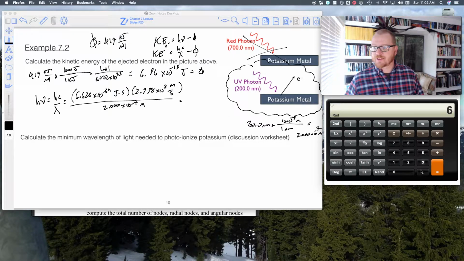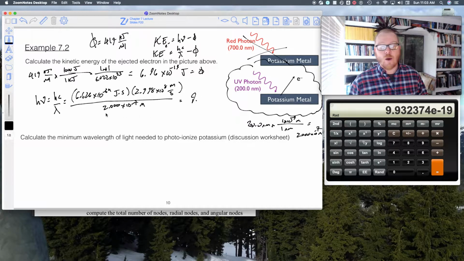And so when I do all of this calculation, I get, let's see, 6.626 E. On my calculator, I have to say 34 and then the minus sign. Maybe that's what you have to do on your calculator as well. So times 2.998 E8 equals, and then divided by 2E minus 7 equals, okay, good, that looks right. And then I have 4 sig figs here because of 200.0. So that's 9.932 times 10 to the minus 19 joules, okay?